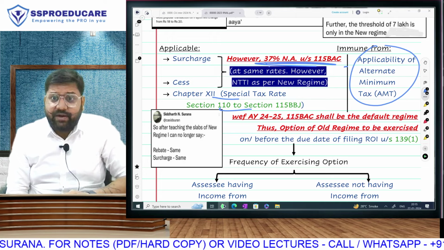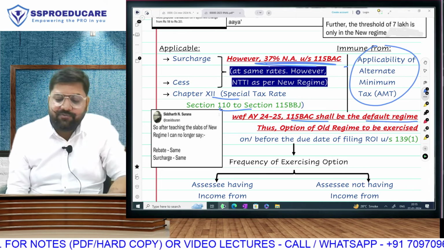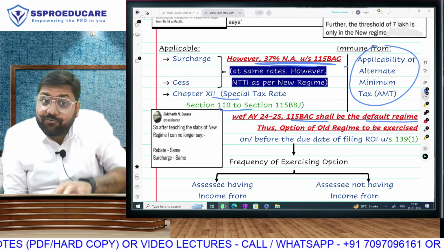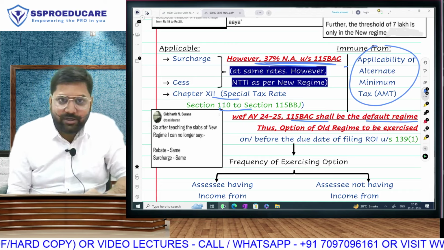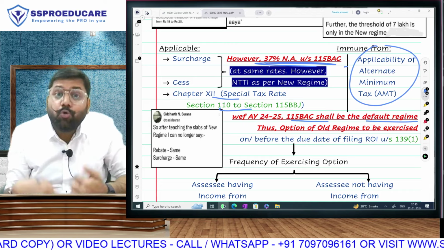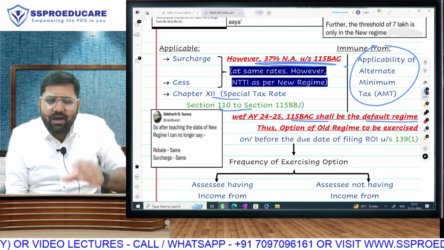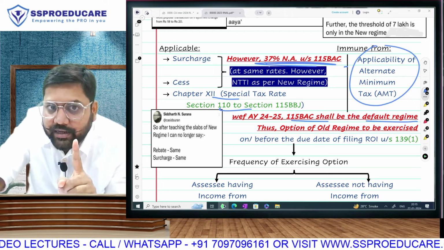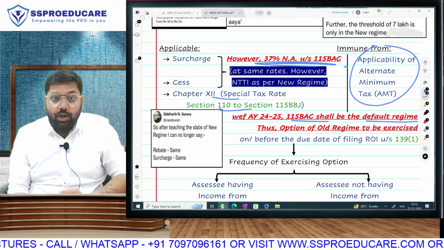With effect from AY 24-25, Section 115BAC shall be the default regime. Till last year, if you didn't decide anything before the due date of return filing, you were by default in old. If you wanted to go to new, you had to decide on or before the due date of return. Now the times have changed. If you don't decide anything, then by default we will put you under the new regime.